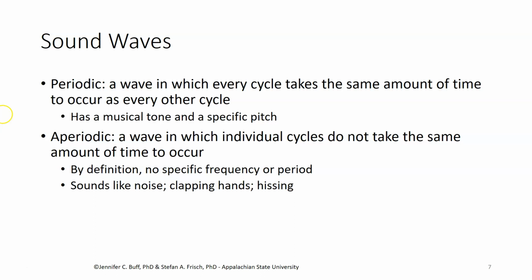If a sound is not periodic, then it is aperiodic. An aperiodic sound would be a wave where we have cycles that don't take the same amount of time to occur. So these sounds have no specific frequency or period. They are visually irregular when we look at them on our graphs. We get this kind of sound out of things like noises or clapping our hands or hissing sounds.